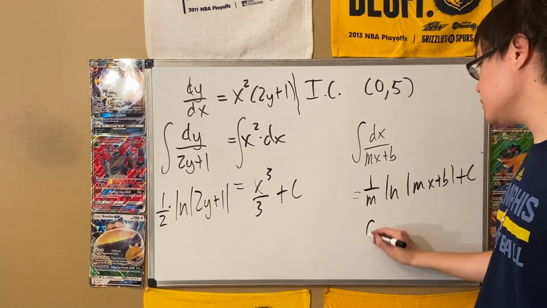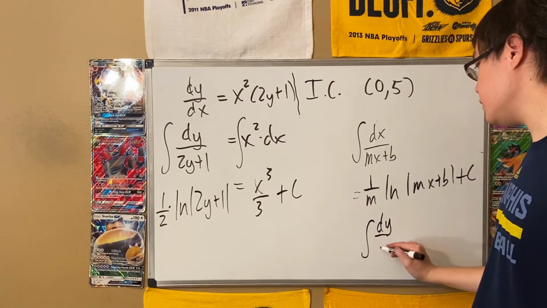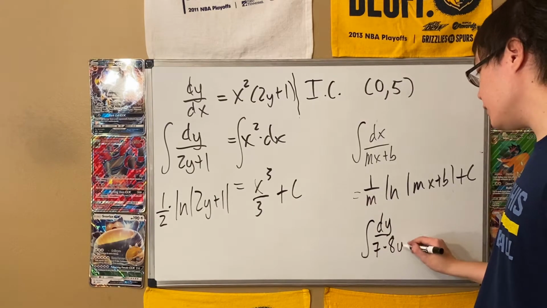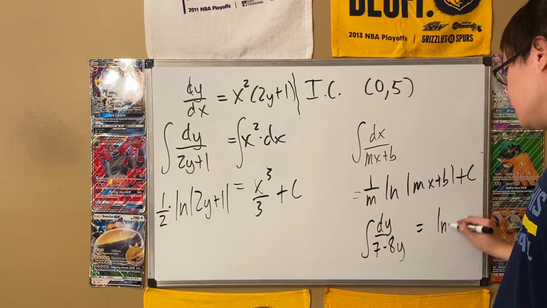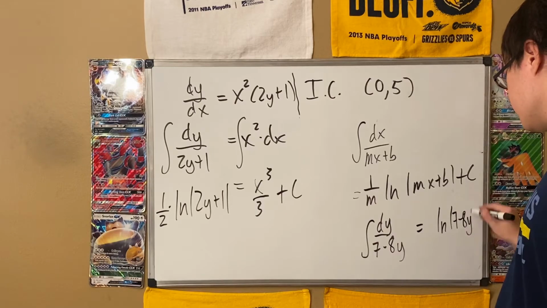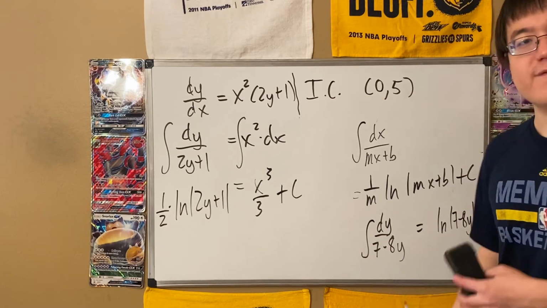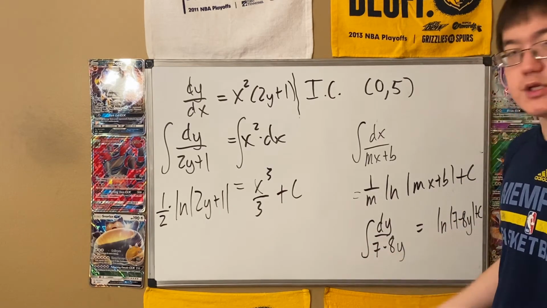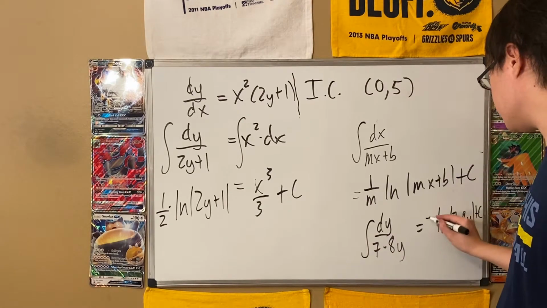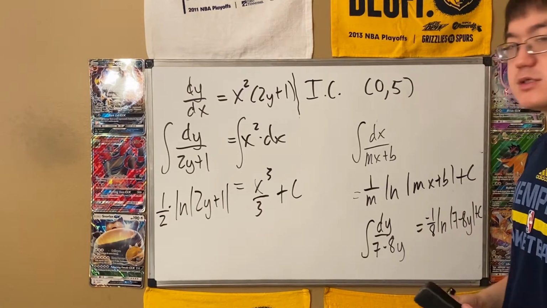As a nice practice, for example, dy over 7 minus 8y, this integral will be ln of 7 minus 8y plus c, and then you divide by your slope, which in this case is negative 1/8. So that's how you do these questions.